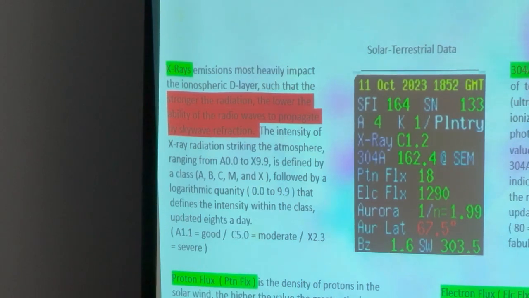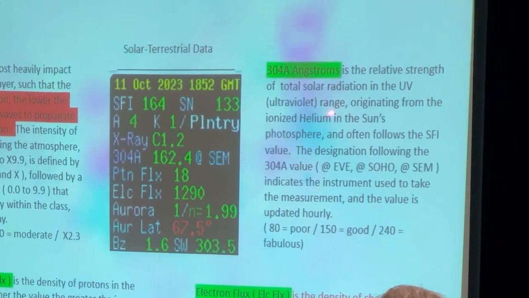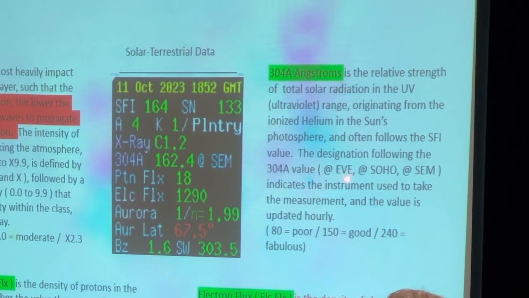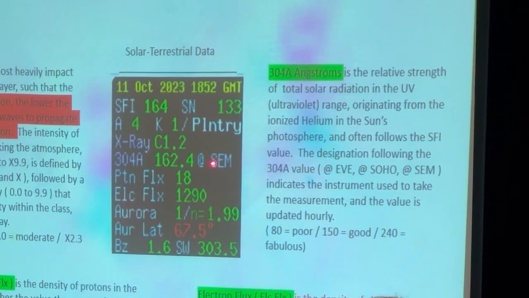Now, the 304 angstroms is the relative strength of your ultraviolet, how it affects these layers here. And there are several different designations after that: Eve, Sola, and SEMI. These are satellites that are taking the measurements. So this one was taken with the SEMI group here, and these measurements are updated hourly.